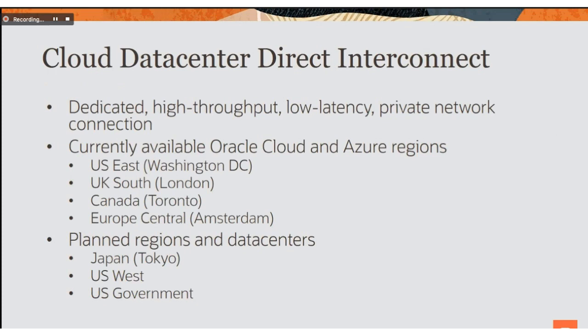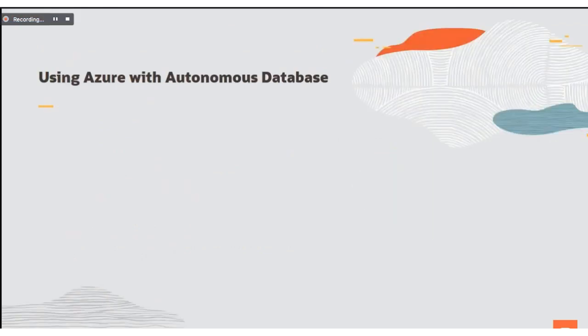We plan to add regions in the future. In the short to medium term, Japan should be coming on in the Tokyo area shortly. It may be even by the time of this call, you'll have it there. US West is another one we're planning, and a US government one as well. So we're bringing these data centers and regions online based on customer demand. If there's a region that we haven't covered, make sure to let your Azure rep or your Oracle rep know so that we can work with our counterparts to get those regions up next. We clearly focus on where the demand is, so letting us know is the best way to get your region up and running.